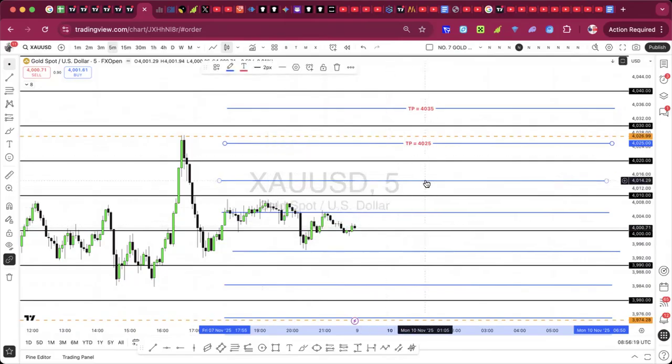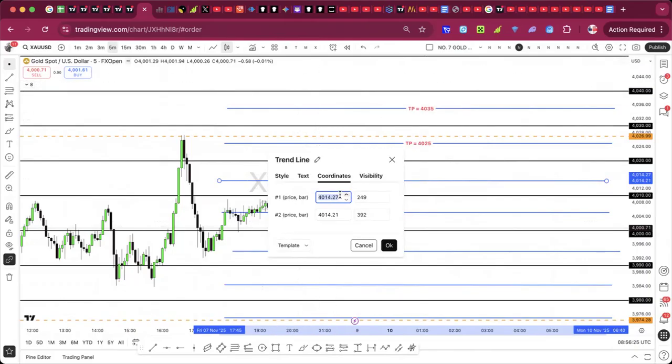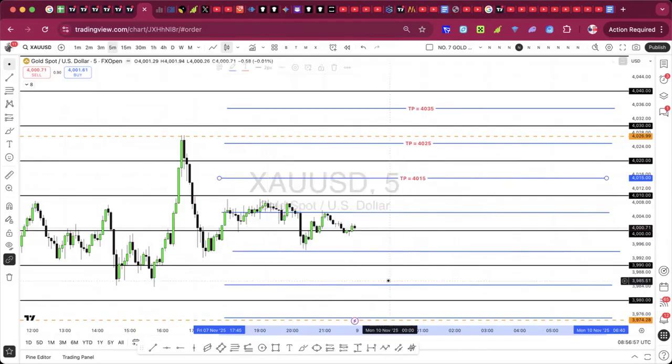Can you see that? So I'm just going to do a few. I don't want to waste time. Let's go to settings, coordinate. It's going to be 4015.00. TP equal to 4010. This center. Same thing here.